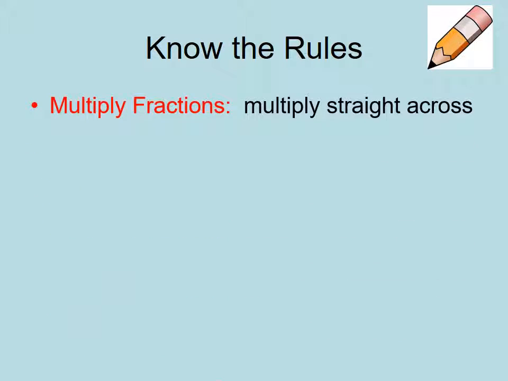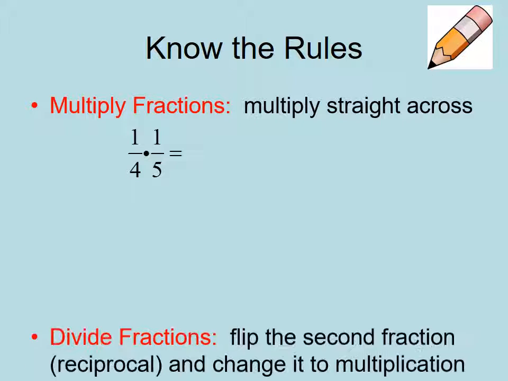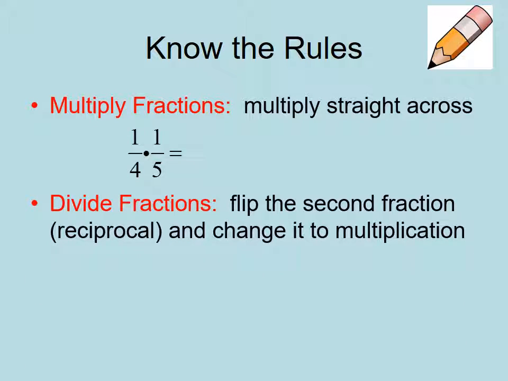A couple of rules that you might want to jot down. When you multiply fractions, you multiply straight across. For example, if I have 1/4 multiplied by 1/5, I multiply straight across and I end up with 1/20.